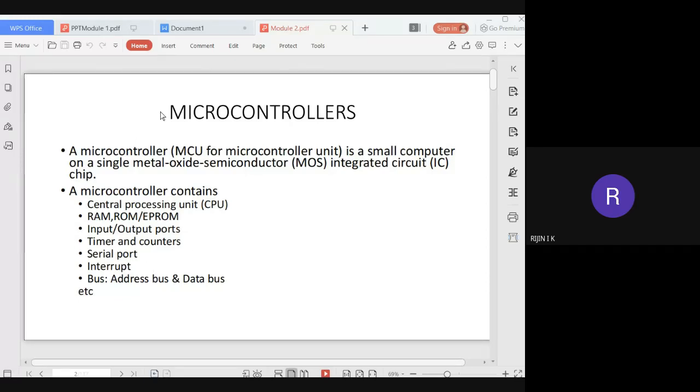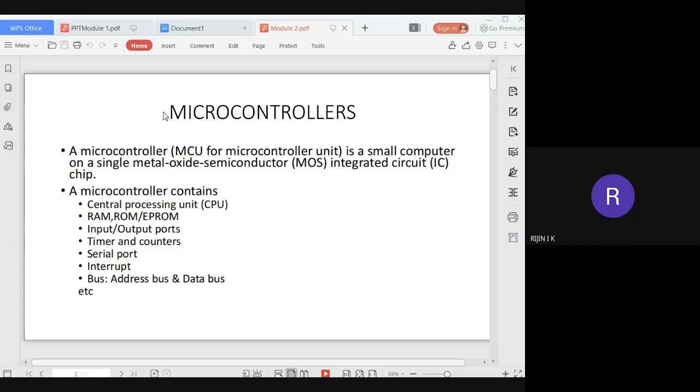Anybody? Yeah, it is a small computer. Okay, why is it a small computer? That means what is a computer? We already studied that. It has a processor, memory, different buses. Okay, everything will be there. Correct. It is a small computer, we can say like that.